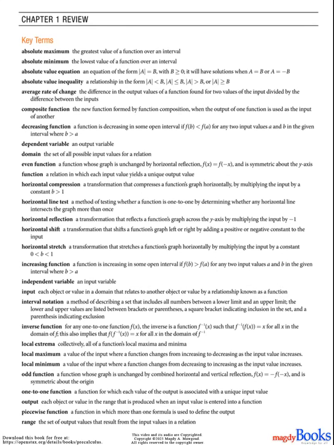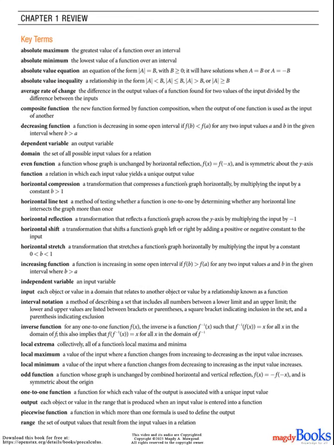Chapter 1. Review. A. Key terms. Absolute maximum. The greatest value of a function over an interval. Absolute minimum. The lowest value of a function over an interval.